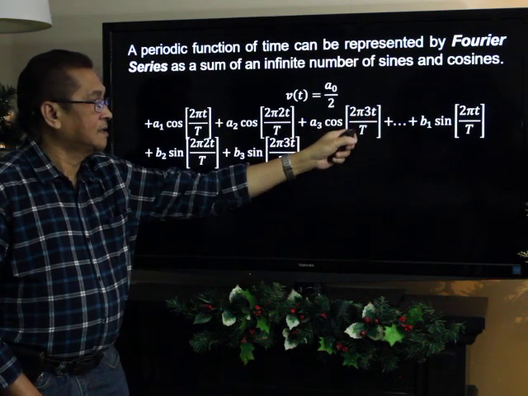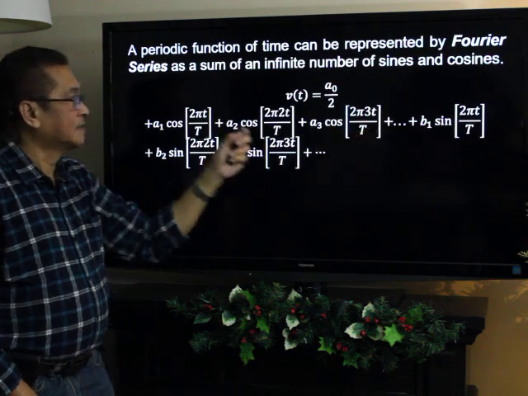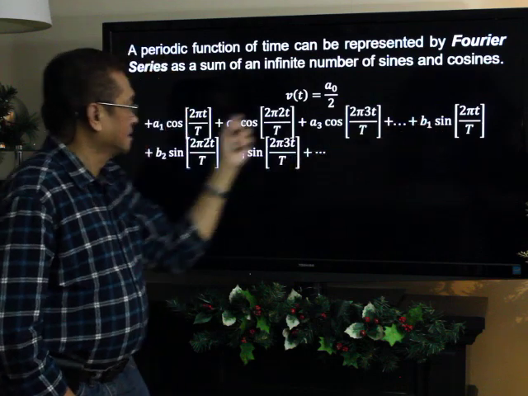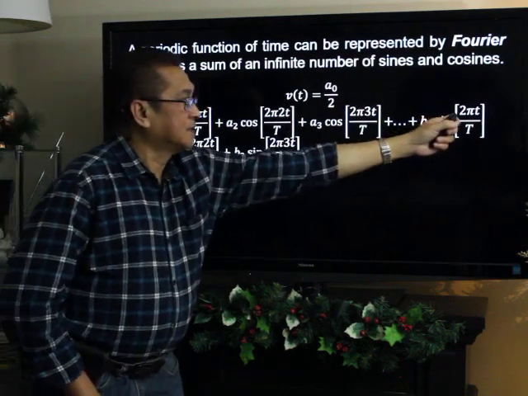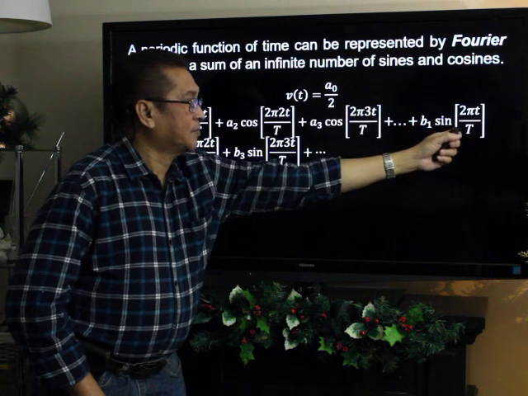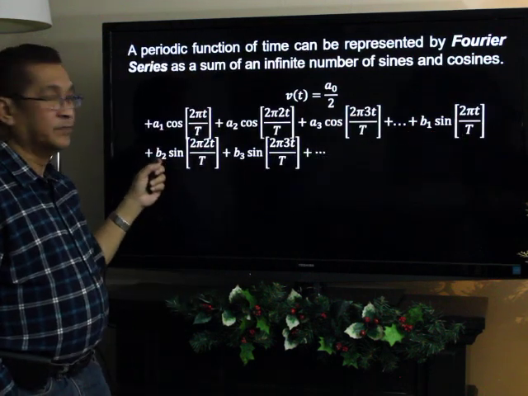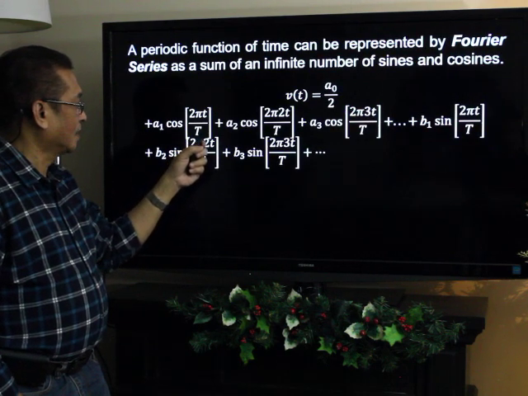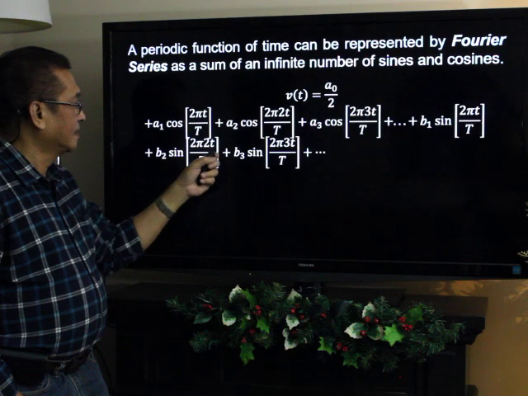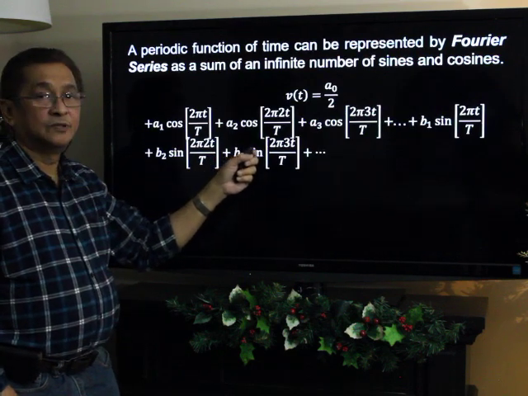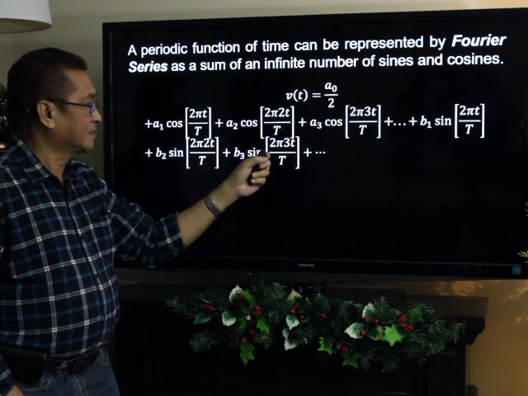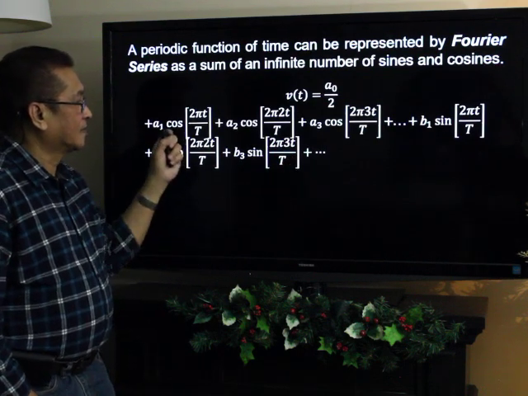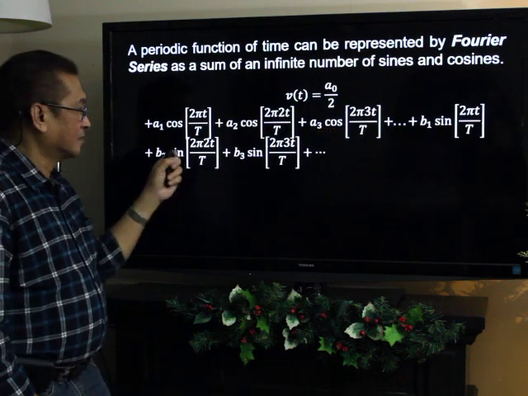plus a sub 3 cosine 2 pi 3 times time over the period T, and so on and so forth, plus you start again with b sub 1 sine, see the difference, sine 2 pi t over the period, and then we have b sub 2 sine 2 pi times 2 times time all over the period, plus b sub 3 sine 2 pi 3 times time over period, and so on and so forth. So infinite number of cosines, infinite number of sines.